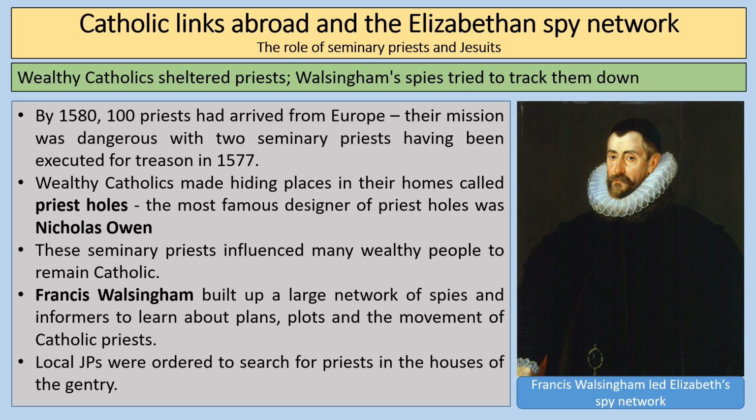Okay, so some of the laws against priests meant that it was pretty dangerous to be a priest in Elizabeth's England. By 1580, 100 priests had arrived from Europe, and their mission was really dangerous. 2 seminary priests had been executed for treason in 1577. So wealthy Catholics made hiding places in their homes called priest holes, and the most famous designer of priest holes was a man called Nicholas Owen.